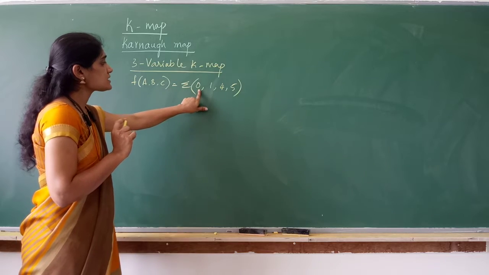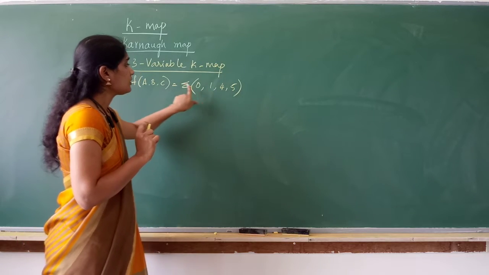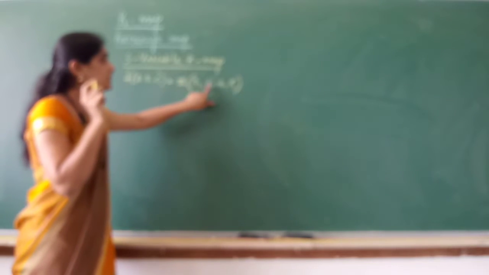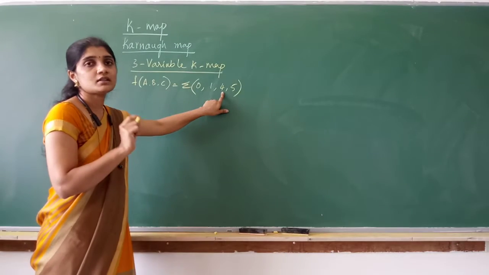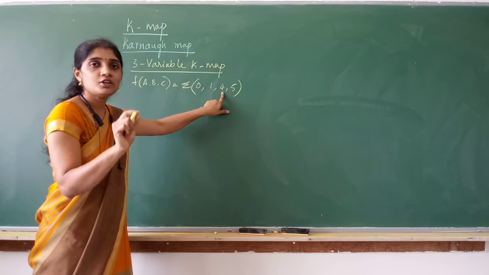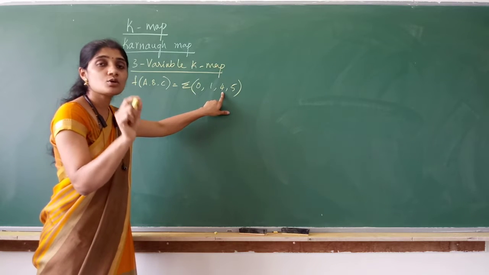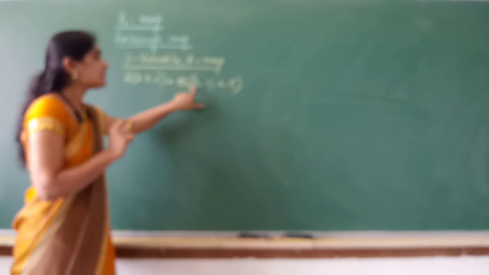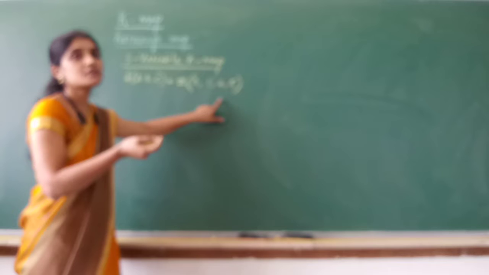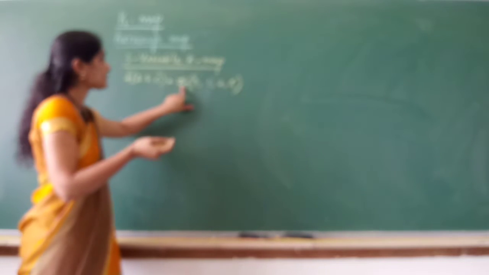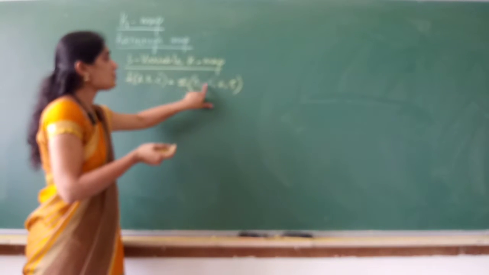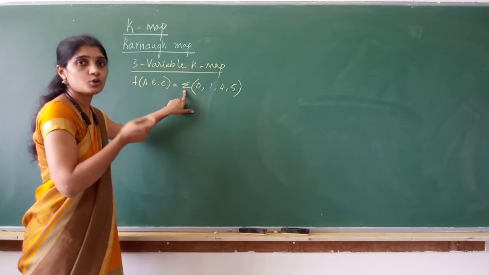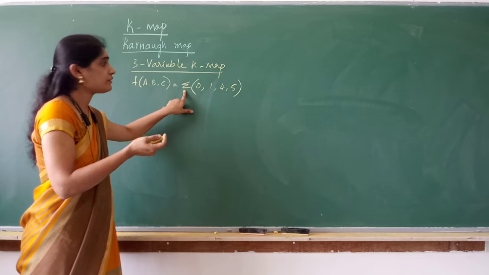Now what are these 0, 1, 4, 5? What is given here? Summation. Summation means the given terms are min terms, and you have to write the equation in SOP form. Is it clear? If it is written pi here, then these would be max terms and we are supposed to write the equation in POS form. But this is summation, so 0, 1, 4, 5 are the min terms and we have to write the equation in SOP, sum of product terms, form.